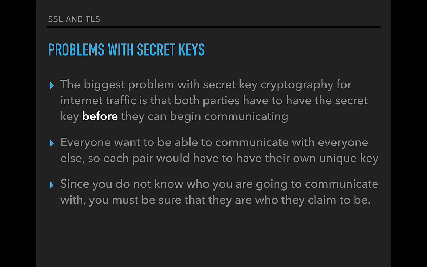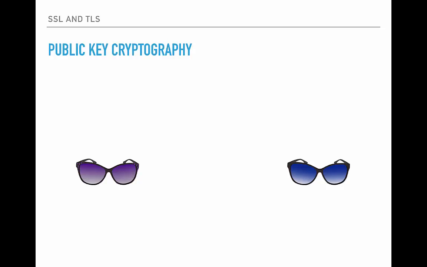Another problem is that everyone on the internet wants the ability, at least potentially, to communicate securely with everyone else. That implies that each pair of people has to have a secret key. That's a lot of secret keys needed. Finally, if you don't know whether your initial request is going to be intercepted by a bad guy, how do you know that the entity responding is really who they claim to be? Fortunately, public key cryptography can be used to address these issues.